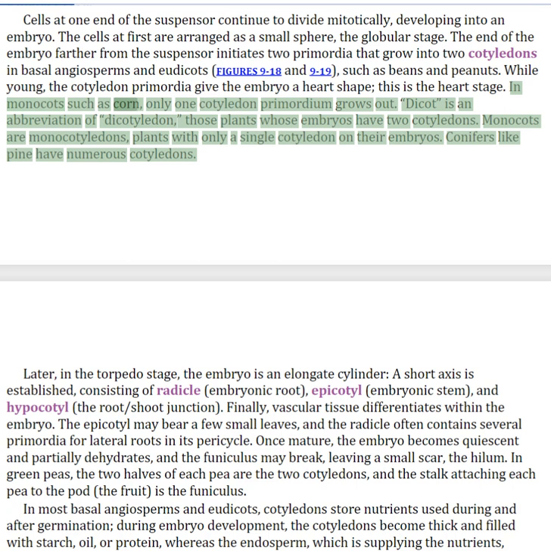In monocots such as corn, only one cotyledon primordium grows out. Dicot is an abbreviation of dicotyledon, those plants whose embryos have two cotyledons. Monocots are monocotyledons, plants with only a single cotyledon on their embryos. Conifers like pine have numerous cotyledons.